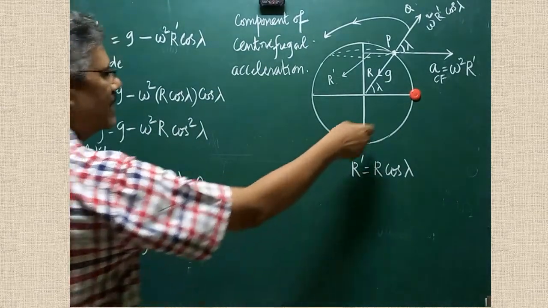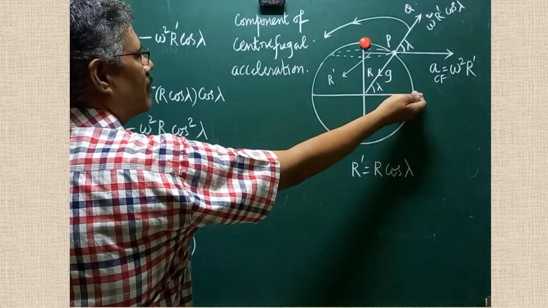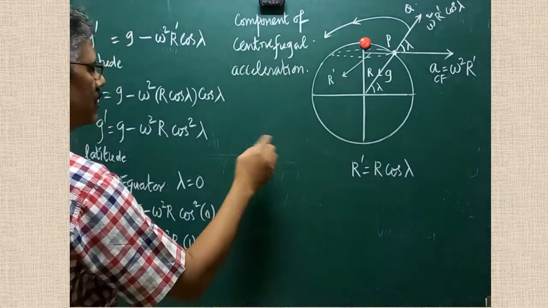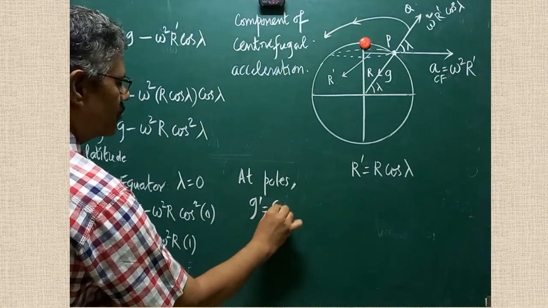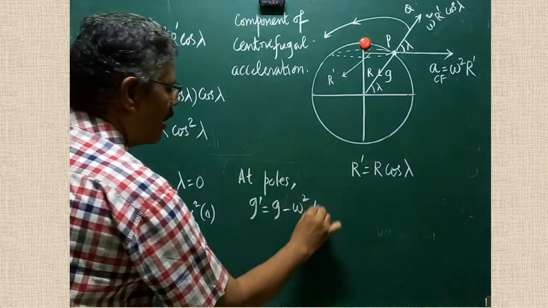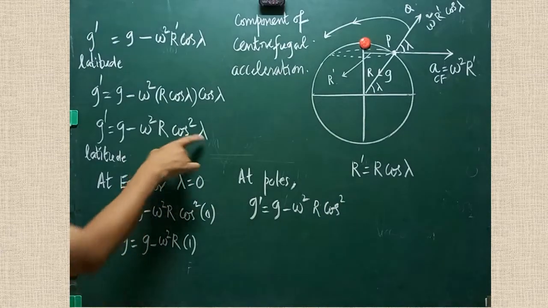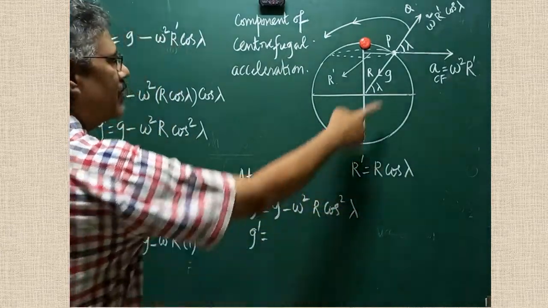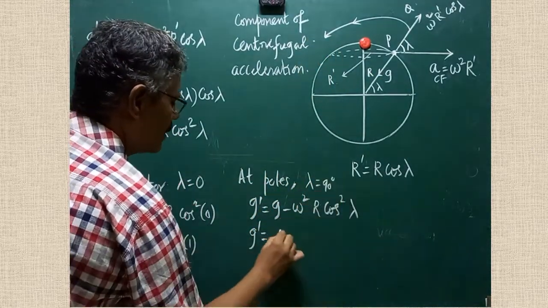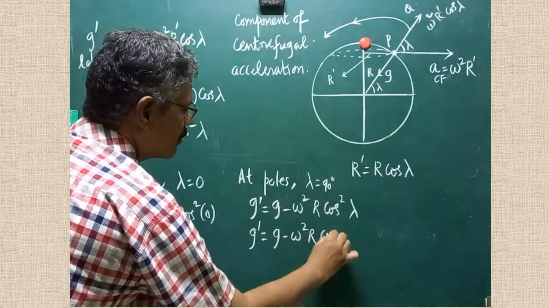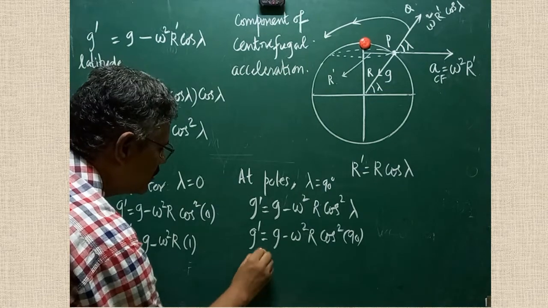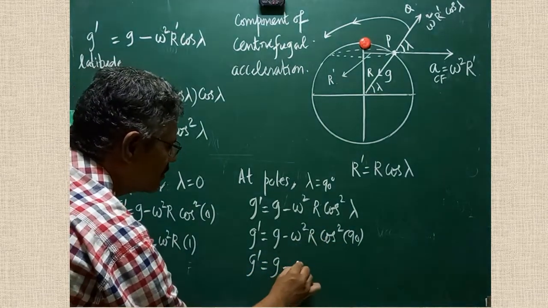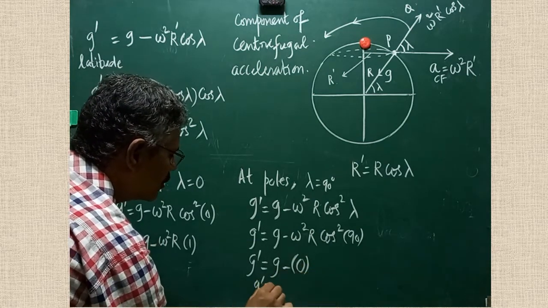The next case is when the same object is brought here, at the pole. You are making the journey from here to there, so what would be the angle? Lambda will be equal to 90 degrees. So what would be the expression at the poles? At the poles, g dash is equal to g minus omega square r cos square lambda, and lambda must be equal to 90 degrees. So g minus omega square r cos square 90. Are you clear? Cos 90 value is 0. Therefore g dash is equal to g minus 0, this entire factor becomes 0. So g dash becomes g.